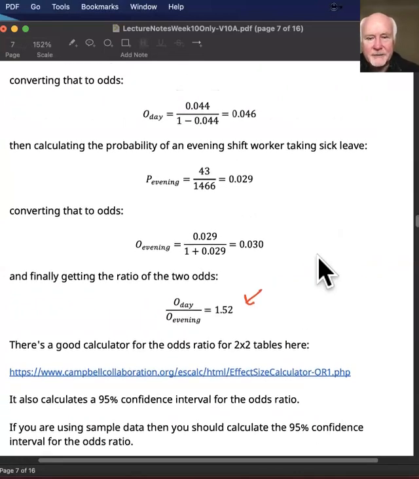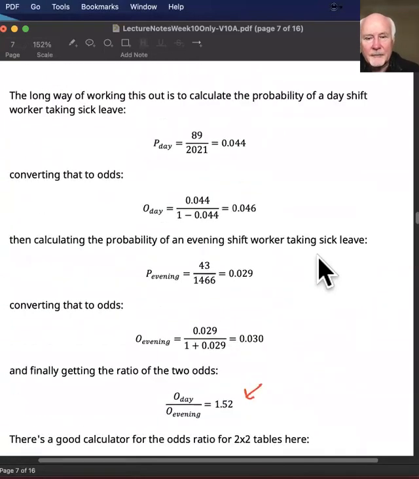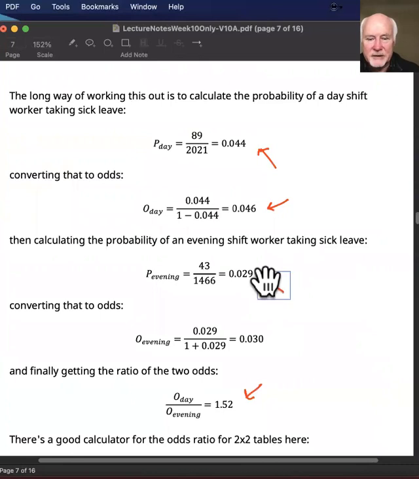Because in this case, let's look at the probabilities. Or look at the odds. Okay, so the odds there for the day workers are 0.046, and the probability is 0.044. Okay, that's tiny. It's a pretty tiny effect size, and same here. So even though it's statistically significant, it's not a very practically significant effect.